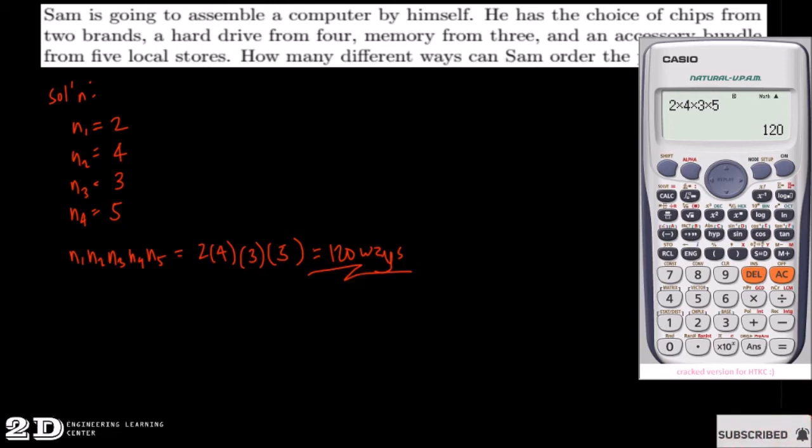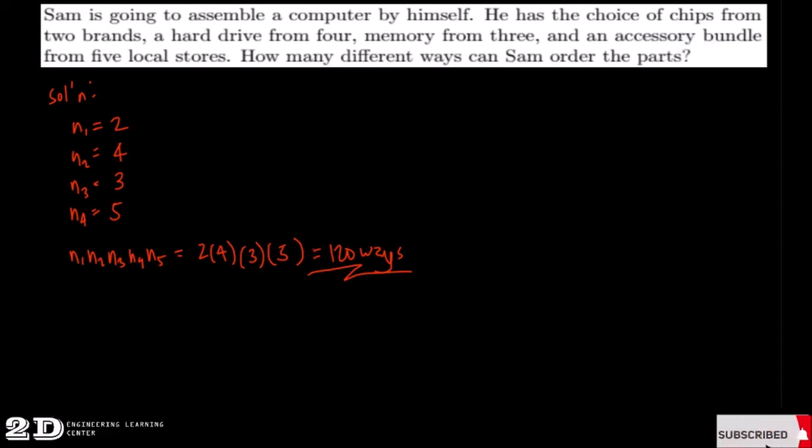Okay, so we'll proceed to another example. How many even 4-digit numbers can be formed from digits 0, 1, 2, 5, 6, and 9 if each digit can be used only once? So we are going to find how many 4-digit numbers can be formed from these given digits 0, 1, 2, 5, 6, and 9.